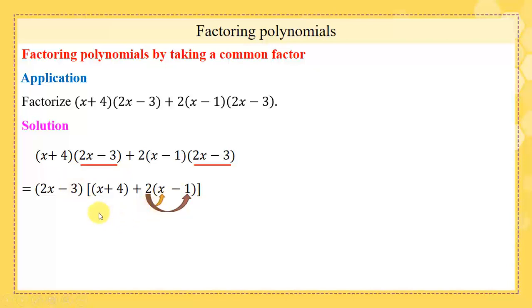In this step, we will expand inside brackets only to get x plus 4 plus 2x minus 1. In the last step, we will reduce inside brackets to get (2x minus 3) times (3x plus 3) as a final answer.